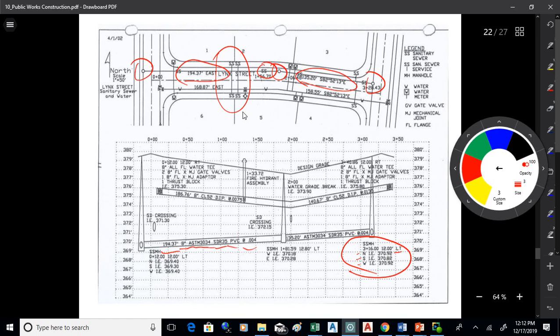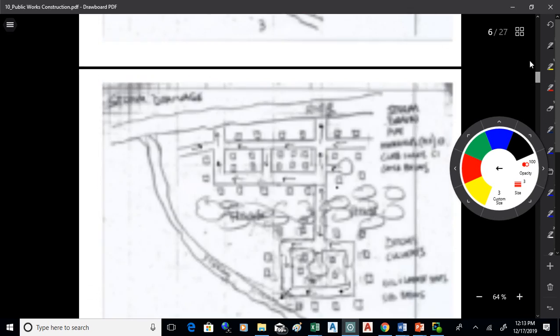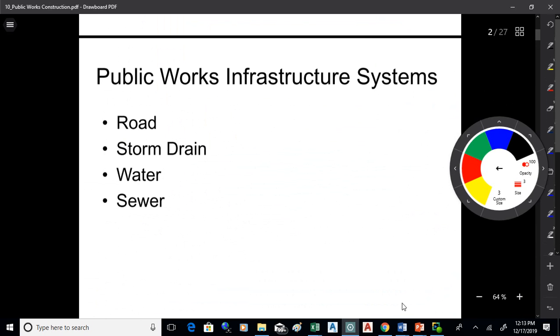All right, so that's just a run through a set of plans and what that might look like. You've also got some descriptive stuff in the book that goes over what I was just talking about. So there's a start on these infrastructure systems that you would find in the city.